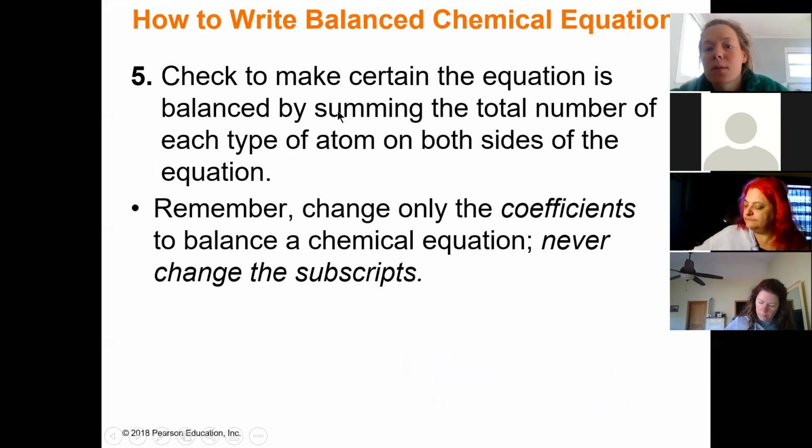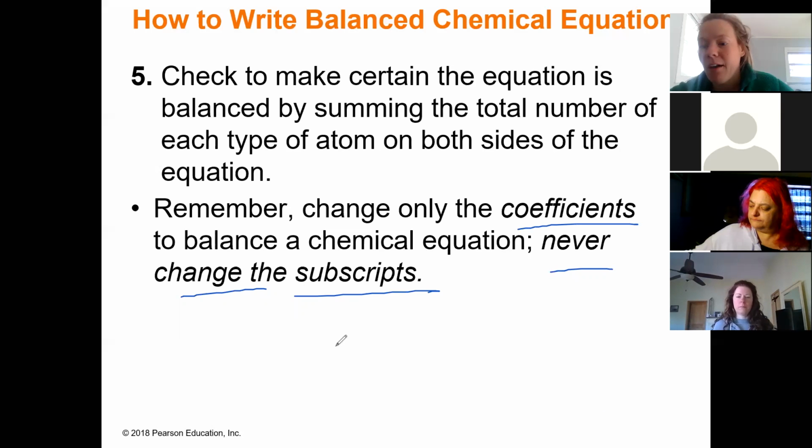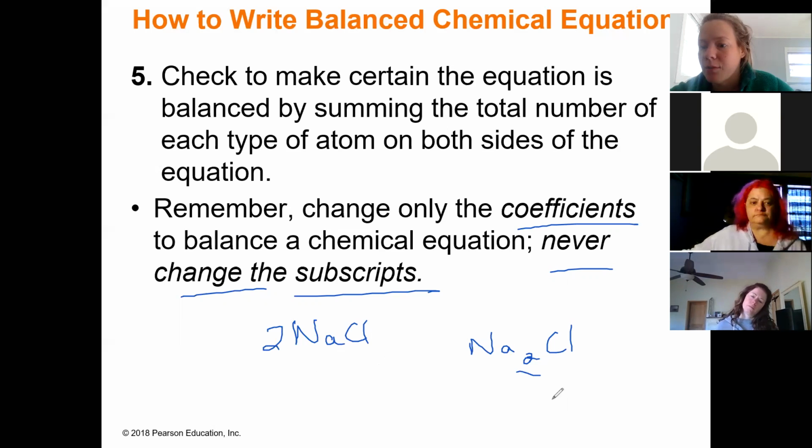Check to make sure the equation is balanced by summing the total numbers of each atom on both sides. I kind of do this first. I'll show you my system. This check, or this step 5, I kind of do as I go along. And then remember, change only coefficients. Never change subscripts. Because if you change the subscripts, what are you changing? What you're talking about, right? If I said sodium chloride, it better look like that. It better not look like this, because you want to have 2 sodiums. If you want to have 2 sodiums, you have to put it in front. You don't change the subscript.